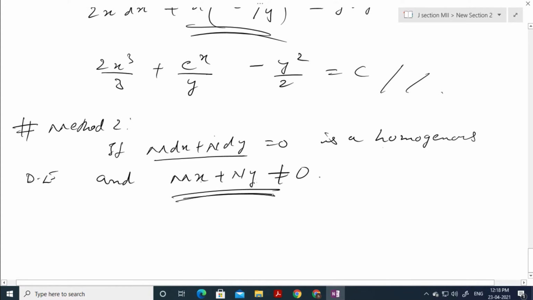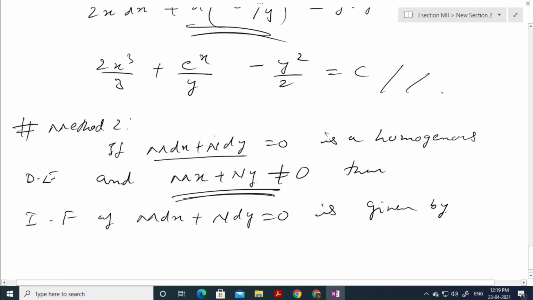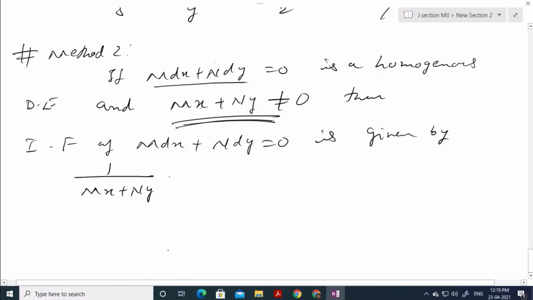Non-zero means it can be just a constant, or just a function of x, or just a function of y, or a function of both the variables x and y. Overall, it should not be equal to 0. Then the integrating factor of m dx plus n dy equal to 0 is given by 1 by mx plus ny. This is the integrating factor which you have to multiply with the given equation and then check the condition for exactness with new m and new n.